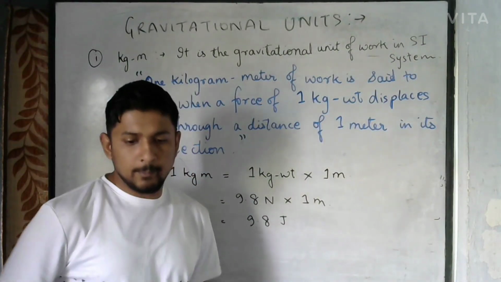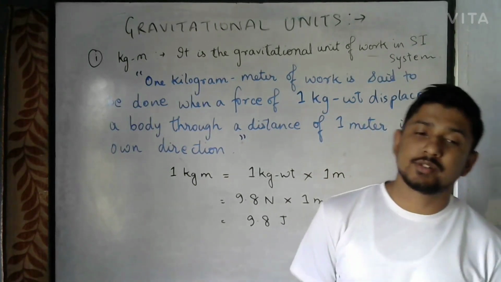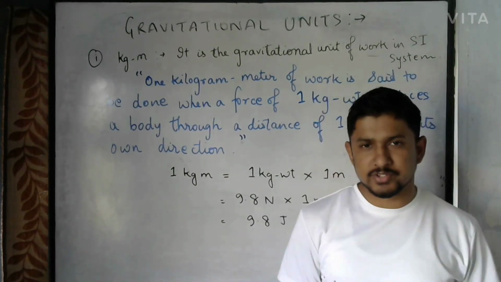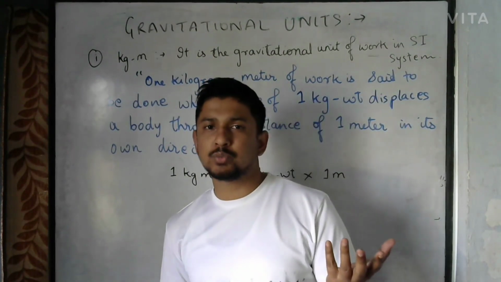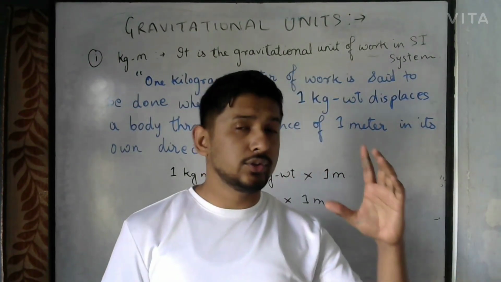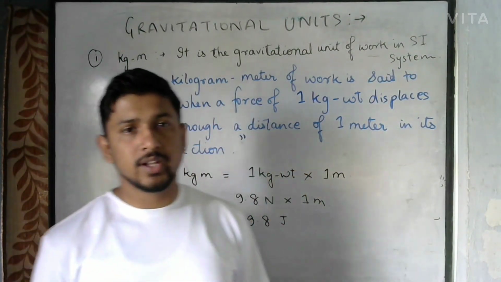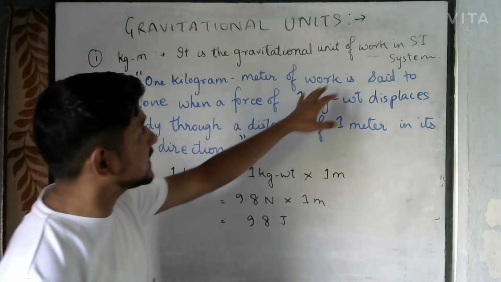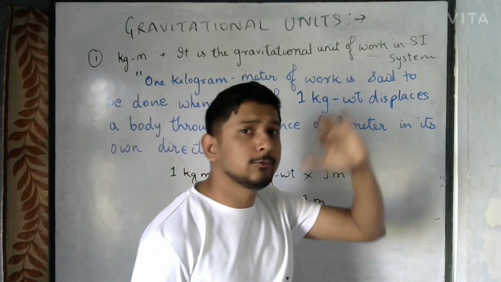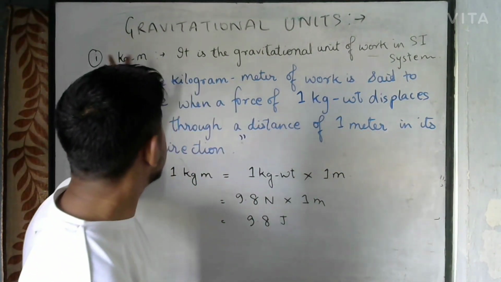Okay, so now let's come to the gravitational units, the other system. We are done with the absolute system. So in the absolute system, we found out that in SI unit, it is Joule and in CGS it is Erg. Now let's come to the gravitational units. When I come to the gravitational unit, SI system, as I've shown you in the flowchart before, the SI unit was kg meter, right?